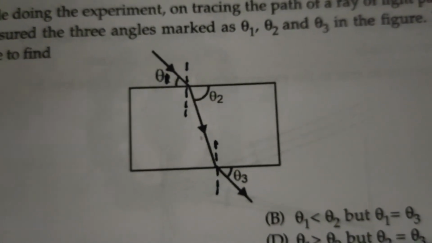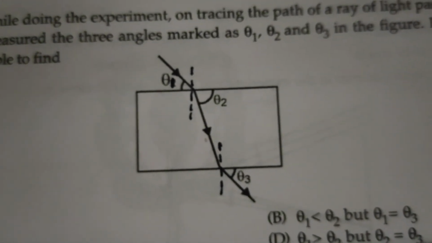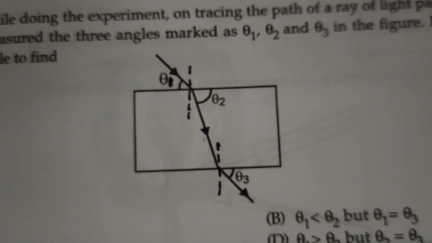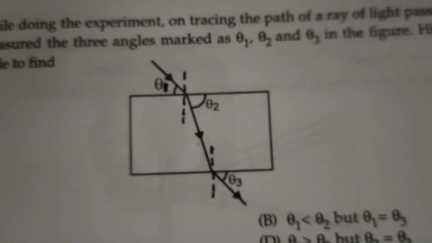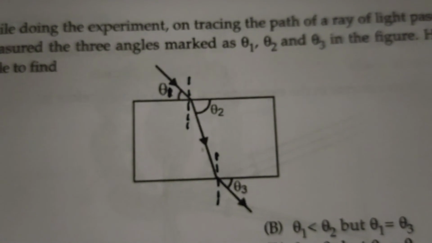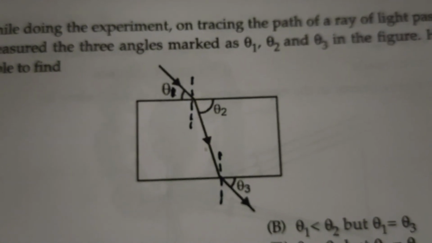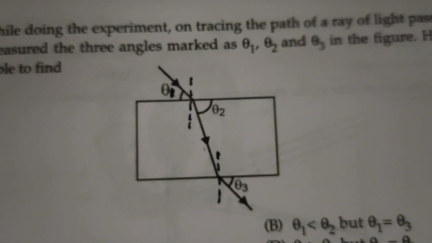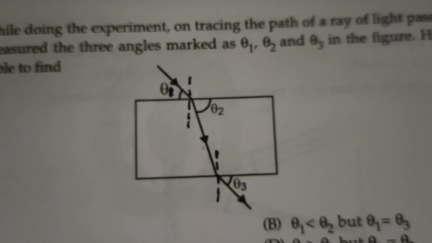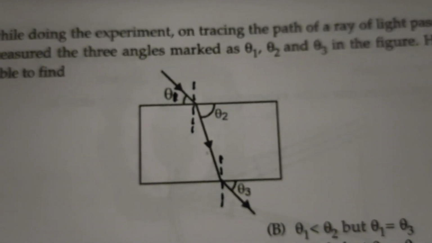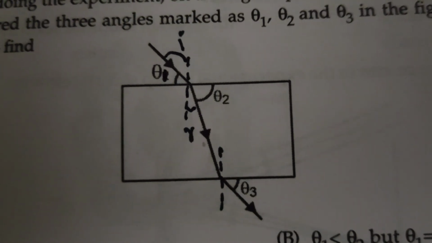Now we know that theta 1 is not our angle of incidence. In fact, the other angle which is complementary to this angle is the angle of incidence, and theta 1 we can say is 90 minus I. Similarly, theta 2 is not the angle of refraction. The other complementary angle to this theta 2 is the angle of refraction. So theta 2 is 90 degrees minus R.